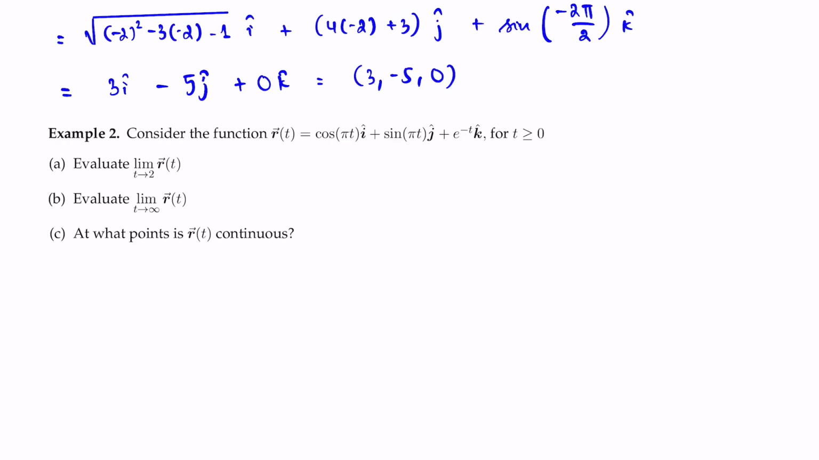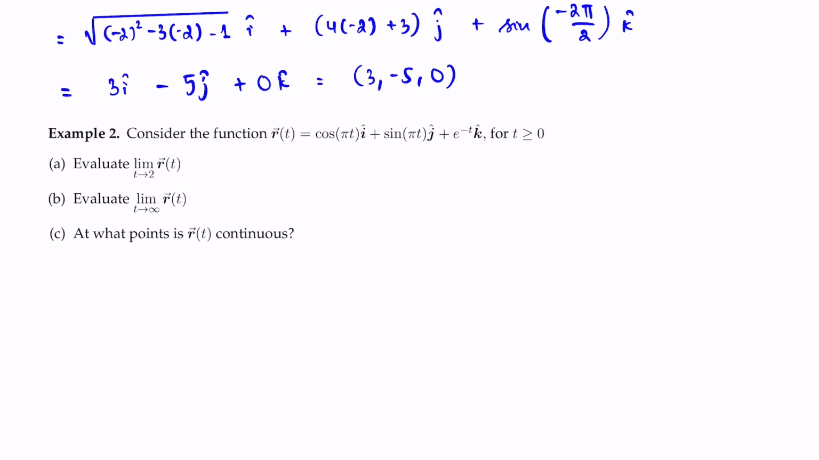So in the next example, we want to consider the function of the form r of t equal to cosine pi t i plus sine pi t j plus e to the -t k for t greater than or equal to 0. There are 3 parts to this example. The first part is to evaluate the limit of the function as t approaches 2. The second part is to evaluate the limit of the function as t approaches infinity. And the last part asks you to find the points at which the function is continuous.